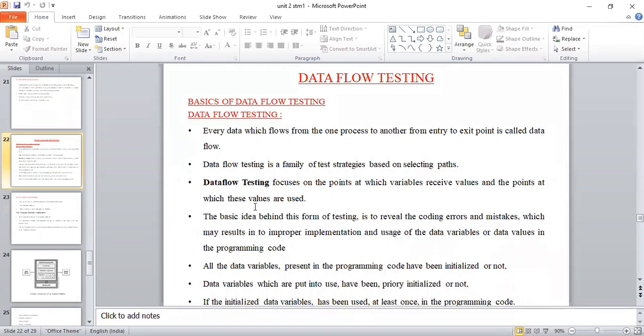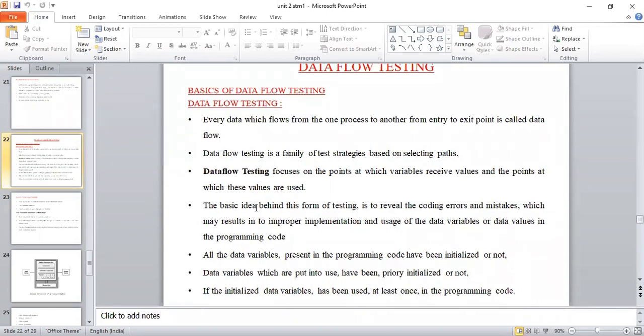In this basics of data flow testing, we will discuss the basic points, how to represent data flow and how data flow testing is involved. So first we have to know what is meant by data flow testing. Before going to the testing, we need to know what is data flow, how it is represented. Then we will see how to test the data flow. So we need to know what the data flow is, how it is represented, and how it is tested.